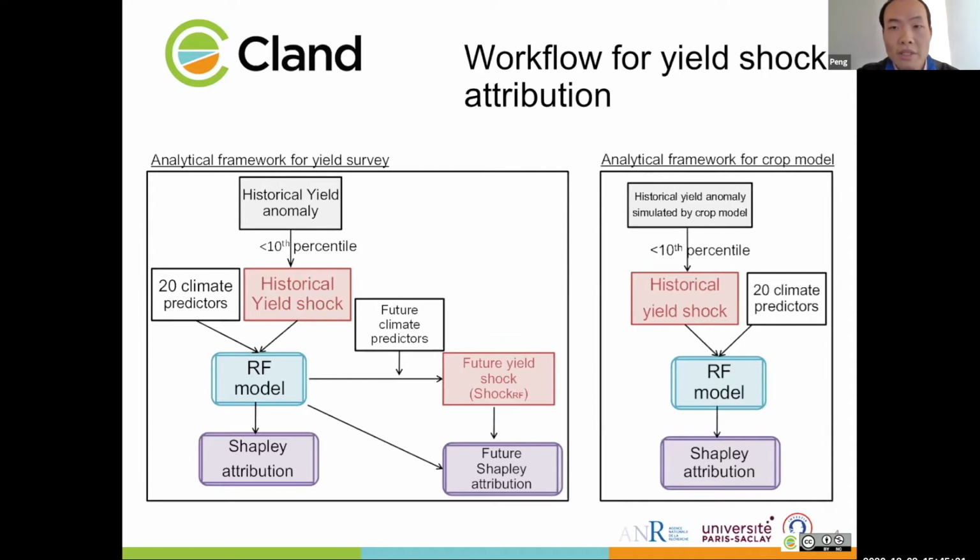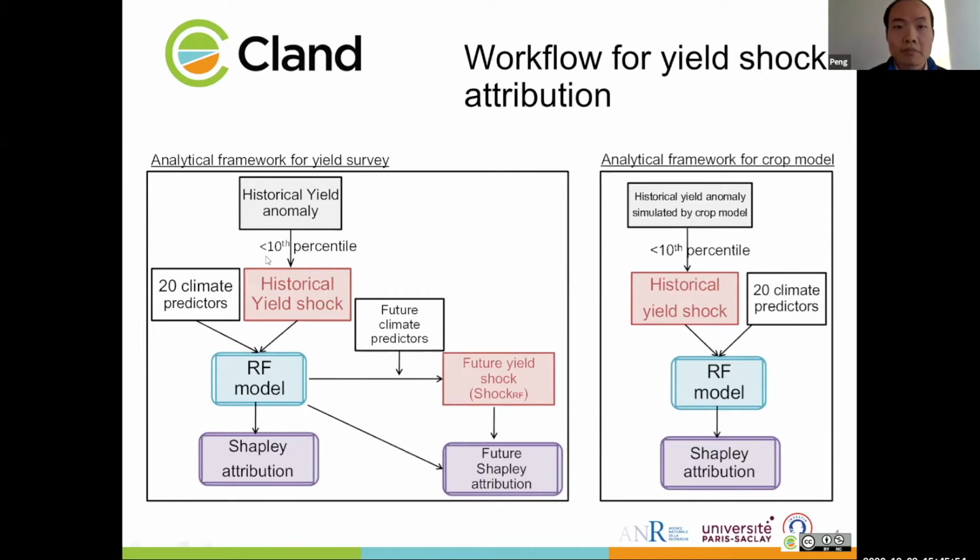Firstly, we identify the yield shock events based on the yield data. And then we train a random forest model based on the climate variables to predict the yield shock probability, because the random forest model has a good capacity to capture the nonlinear response to the climate variables.